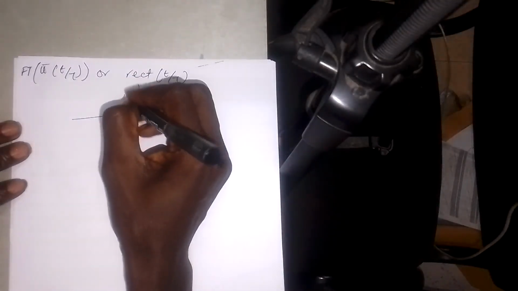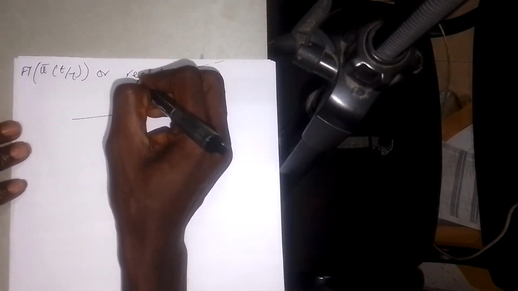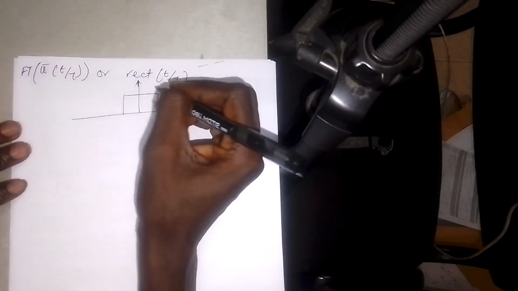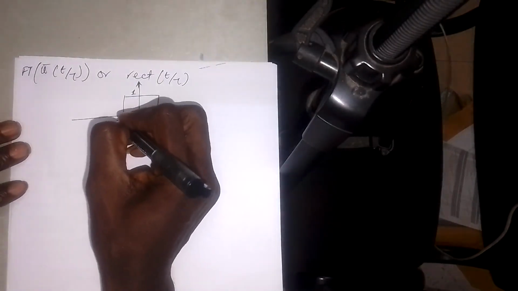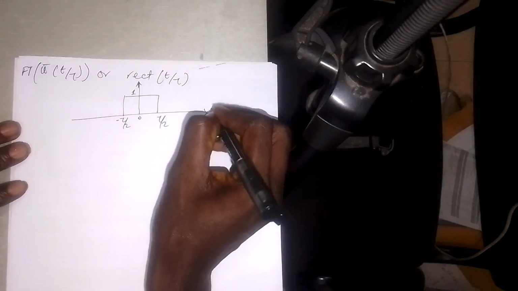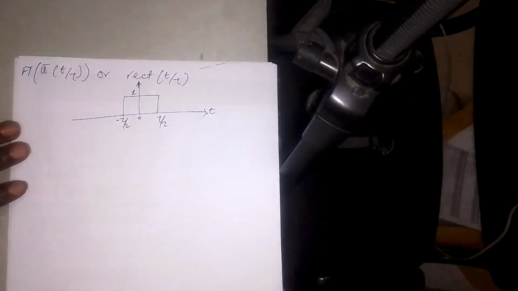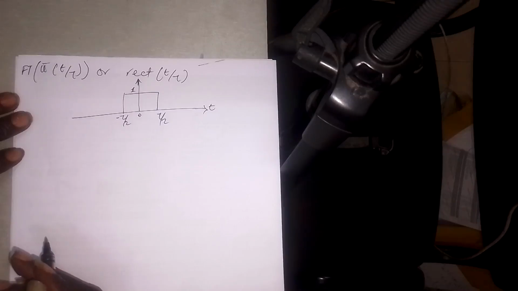A pulse means that it comes just once before it may come again. So here is 1, here is 0, and then here is minus tau on 2. Here is tau on 2. Here is t, and then this is a rectangular pulse. So let us see how we can deal with this one.